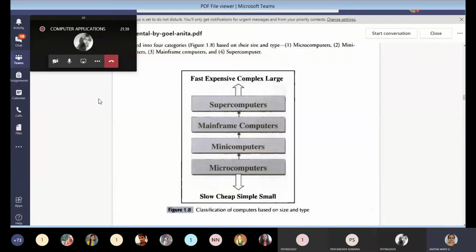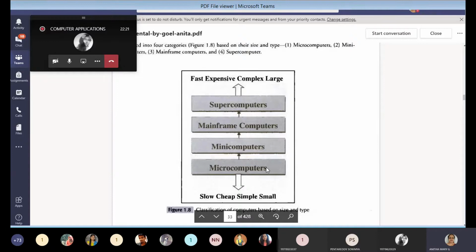So today's topic is about the classification of computers, or we can say the different types of computers. As I told you, the computers we are using are digital computers. The digital computers which are available vary in their sizes and types. So computers are broadly classified into four categories based on their size and type. You can focus on this diagram on the screen.